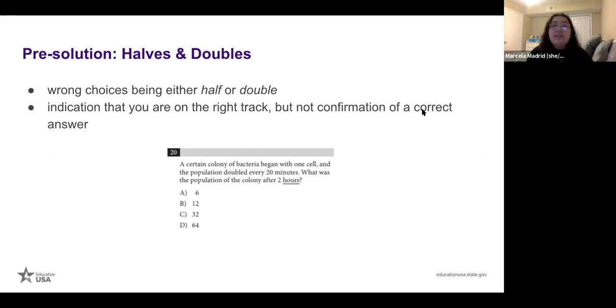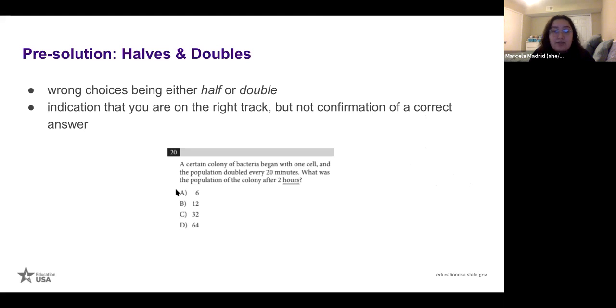This means the answer choices will either be half or double of the actual answer. So this is an indication that, let's say the answer you got is 3 and another answer choice is 9. You say, okay, maybe I'm on the right track, but that doesn't necessarily mean 3 is the correct answer, if that makes sense. So here's an example problem. A certain colony of bacteria began with 1 cell and the population doubled every 20 minutes. What was the population of the colony after 2 hours?